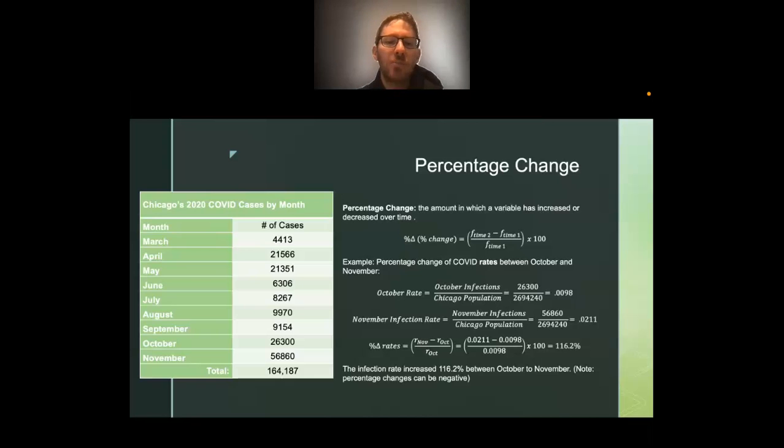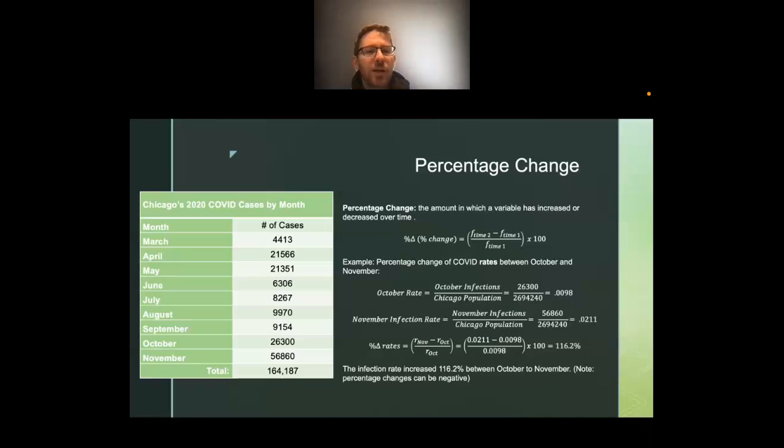If you remember from earlier, a rate is the total actual infections divided by the possible infections. Since these are Chicago's COVID cases, the total possible infections would be the population of Chicago, which I have there, and the October infections are 26,300. So we take that divided by the total population of Chicago, and we get 0.0098. Since we're doing a percentage change, we don't really need to multiply that by 1,000 to describe it better to the public. We can just stick with 0.0098 for now.